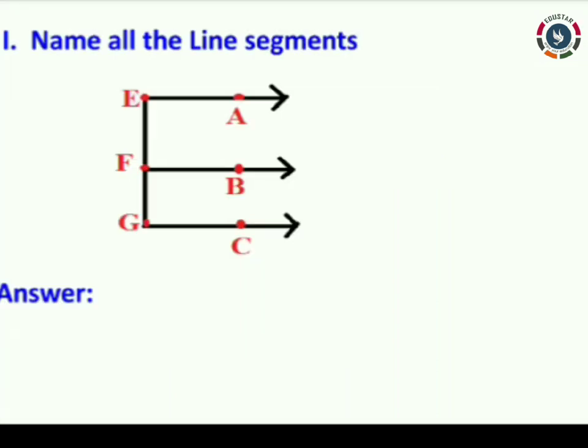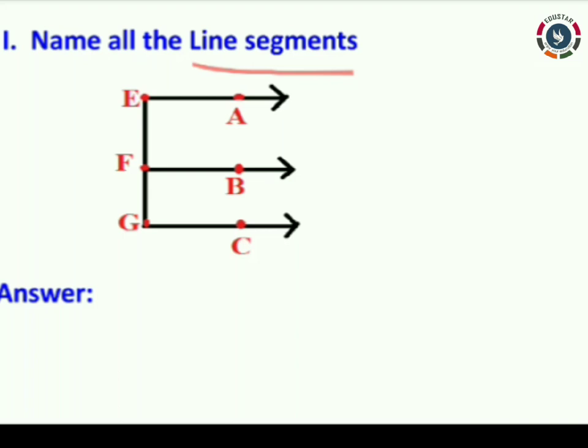We have completed the definition part. Now we are going to solve some sums based on the definitions. Name all the line segments. Look at this diagram. Here you are having how many line segments? First of all, what is meant by line segment? Line segment has 2 points. We can measure the length of the line segment, right?